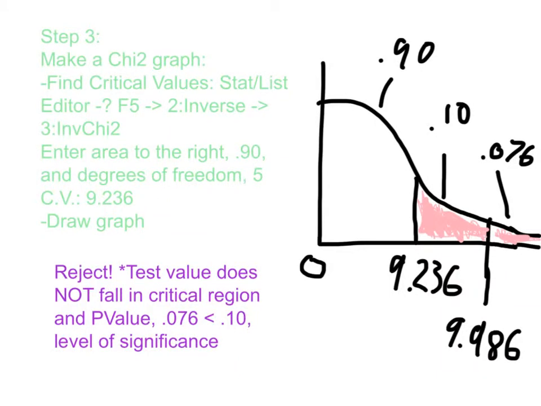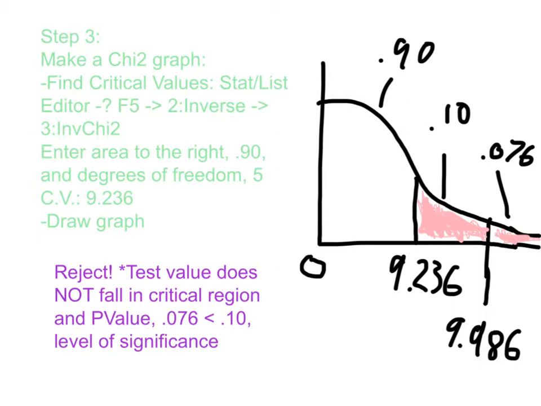The third step is to make a chi-square graph. First, you will find your critical values by going to Stat List Editor, F5, then scrolling to 2 inverse and 3 inverse chi-square. You will enter the area to the left, which is 0.90, and the degrees of freedom, which is 5. And you will find that your critical value is 9.236.